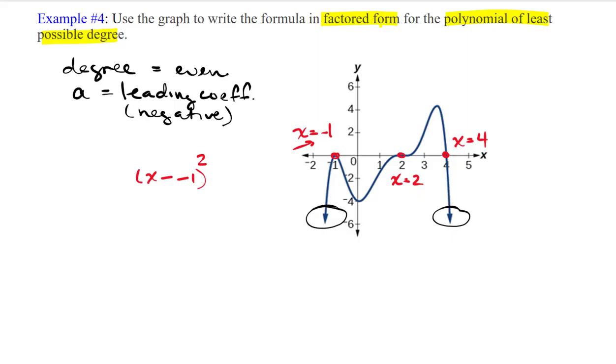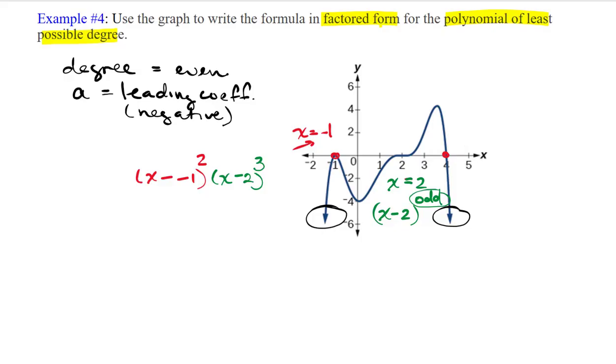Now consider our next one at x equals 2. Notice that the graph here passes through the point 2, 0, but it flattens around that value. So x minus 2 is a factor of the function, but raised to an odd power. So an odd power, normally we would use the number 1 for that, but since it's flattened at this value here, the exponent on this factor is going to be larger than 1. So let's make that 3.